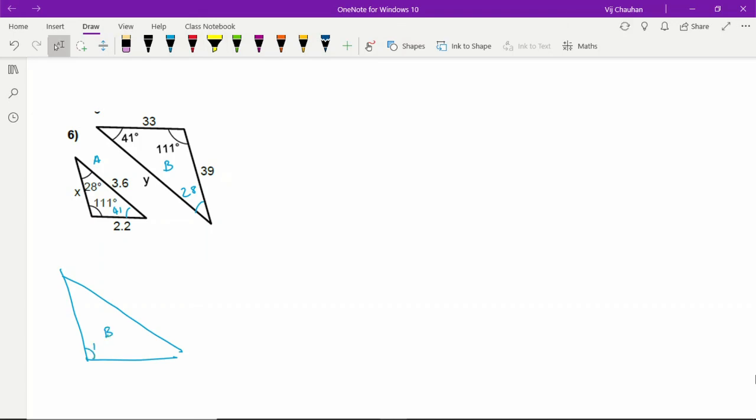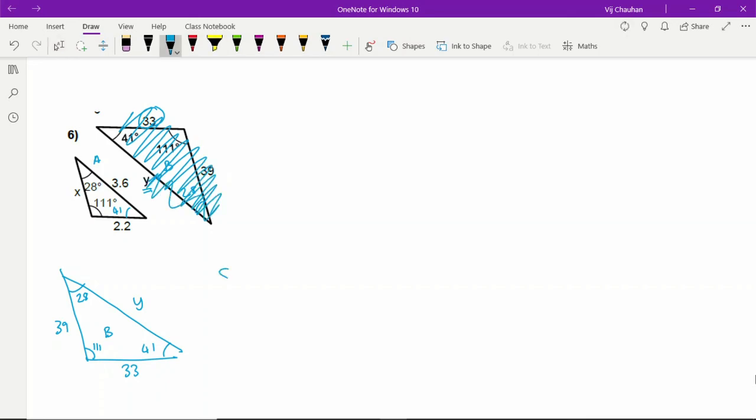So I'm going to have my 111 on the left hand side. At the top I've got 28, and on the other side I've got 41. So looking at the side that's got 111 and 41, well, that's going to be 33. The side that's got 28 and 41 is y, and the other side is going to be 39. And once I've double checked, I no longer need this diagram.